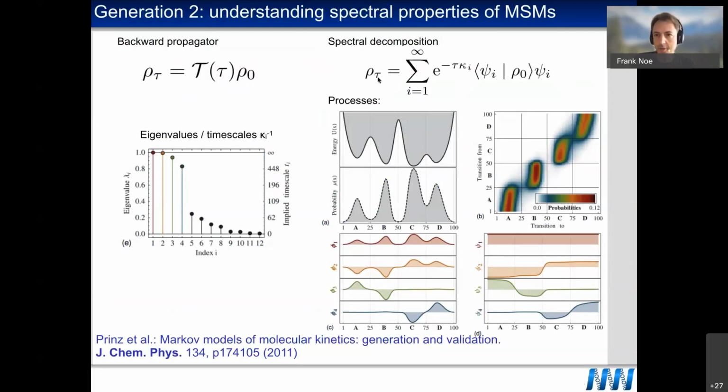So the change in the probability density has some sort of basis set, if you like. These ψ_i are functions that you can just combine in order to express any change of the probability density in the future. And this here is a scalar product between these functions and the starting distribution, so it's just a number, just a coefficient. And this is an exponentially decaying function, e to the minus τ k_i. k_i is a rate, or the inverse is a time scale.